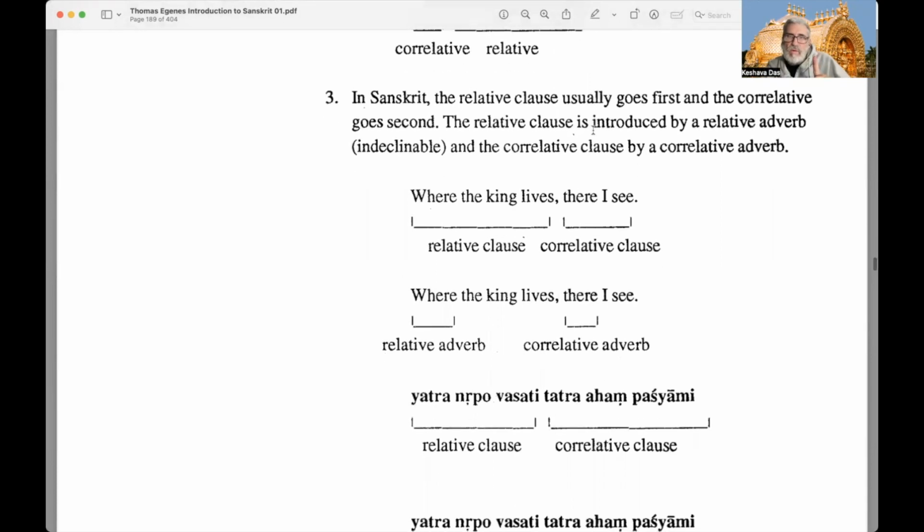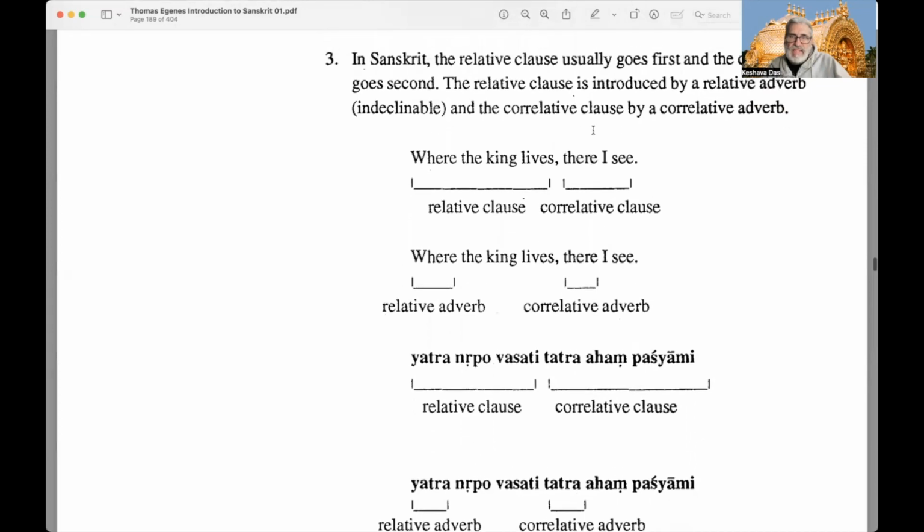So the relative clause is introduced by a relative adverb, indeclinable. When we see indeclinable, we get very happy because we don't have to learn any endings for it. It's just a word that can be used. We're going to learn some indeclinables to use to start a relative clause or a subordinate clause, and the correlative or primary clause by a correlative adverb.